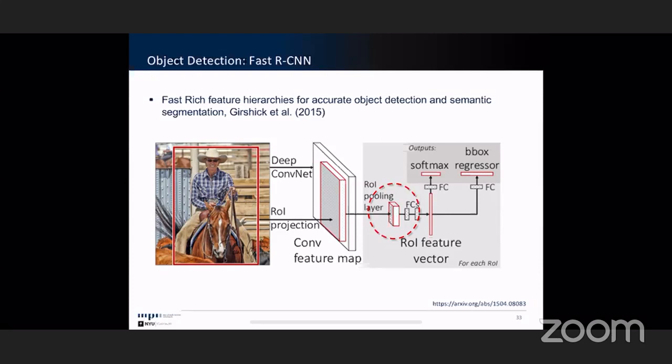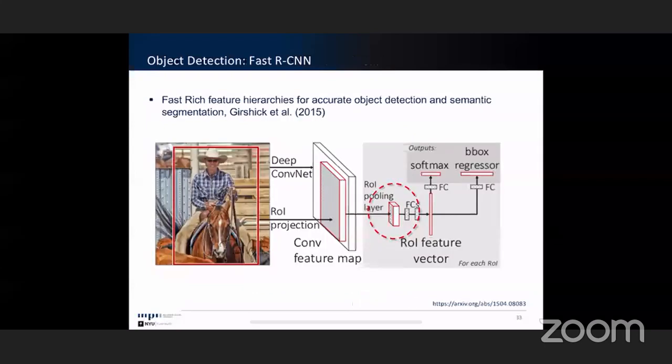Then you do the same for the second box. You take the second crop from the feature map, put it into the ROI layer, get some fixed sized vector, put it into some fully connected layers, and then you get two outputs for it. One, the class for this box, and second, the bounding box coordinates for this one. So there's a loop here in the second part.